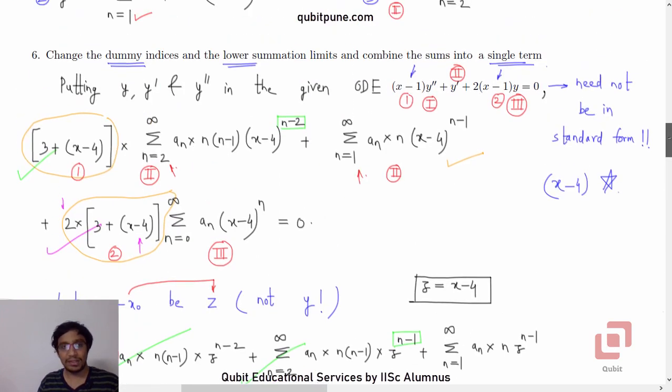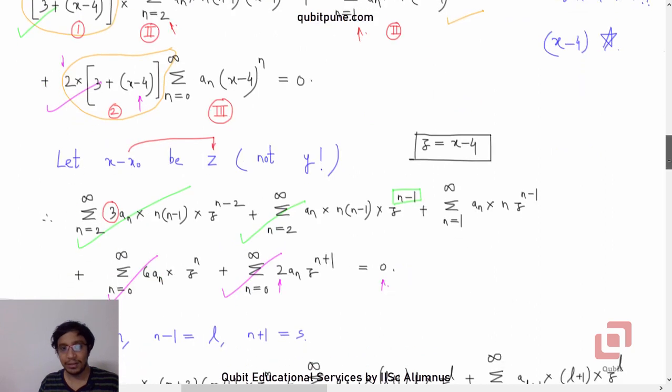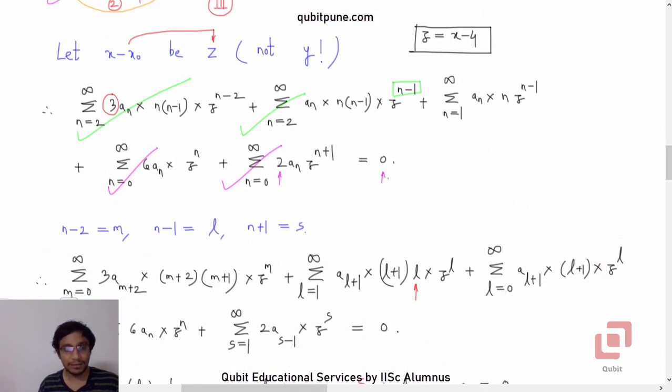Okay, so let me explain this step once again. What we have done here is we have substituted y prime and y double prime in the ODE. We have kept it in the original form, and all terms have now been written in terms of powers of x minus 4. Then we have brought everything inside the summation notation, resulting into these 5 different sums. Let me call them A, B, C, D and E.